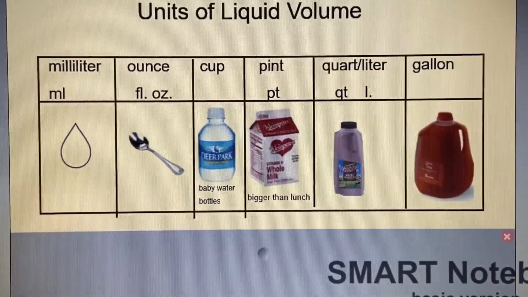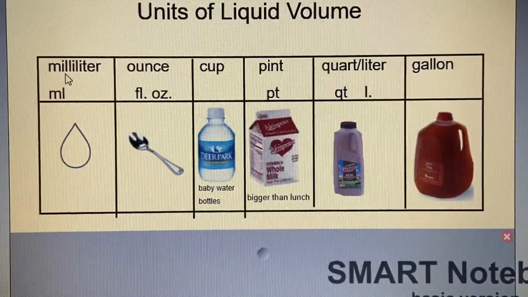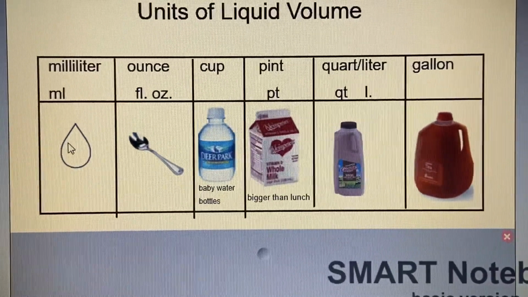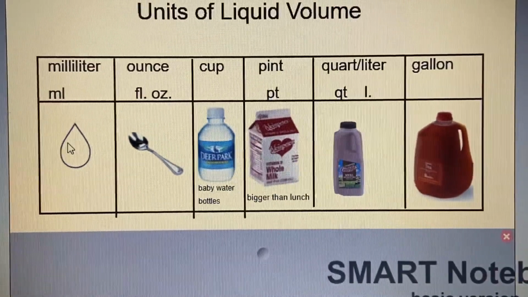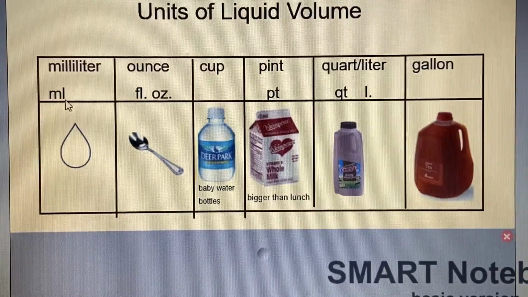Finally, we've got the units of liquid volume or capacity. The milliliter is the smallest. It's about a drop of water, a drop from a medicine dropper, one of the drops of the eye drops that you have to put in your eyes sometimes. The abbreviation for milliliter is ml.